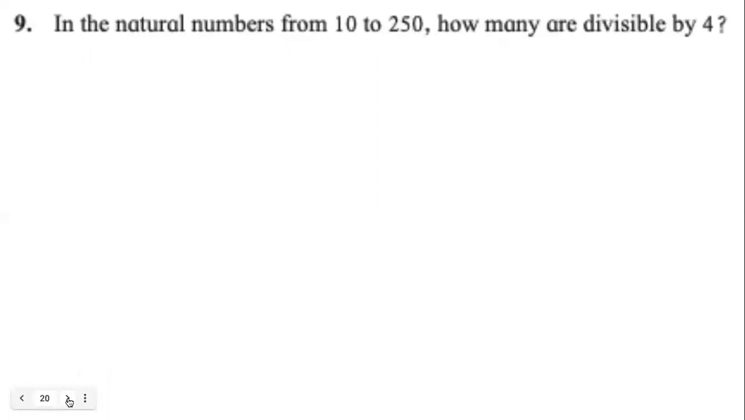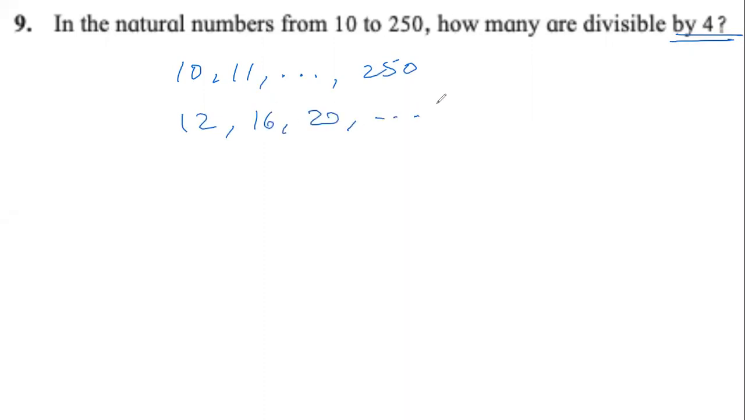Question number 9. Natural numbers from 10 to 250, how many are divisible by 4? No problem at all. We know the numbers are 10 to 250. We need those divisible by 4. So it starts from 12, then 16, then 20, and it continues till 248. So we know T1, we know Tn. We can find the value of n. How many numbers are there?